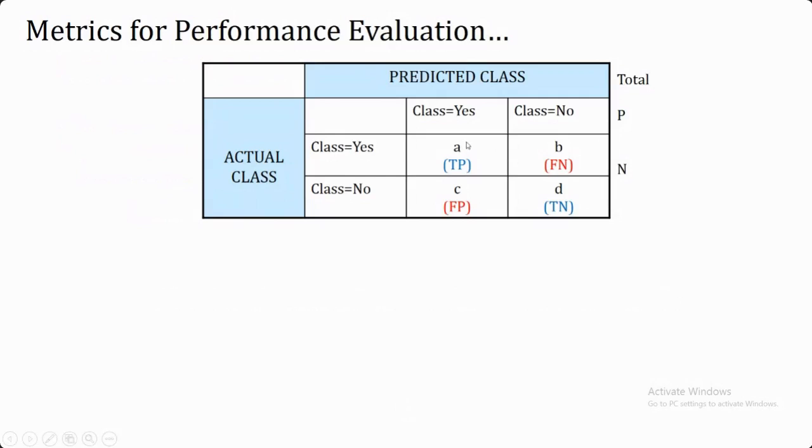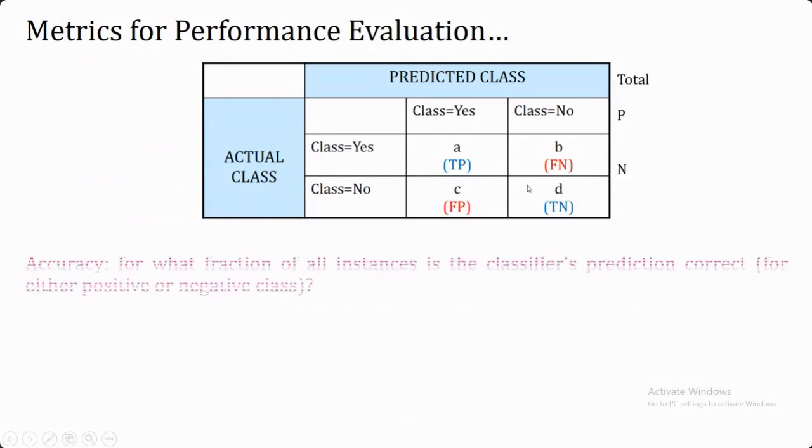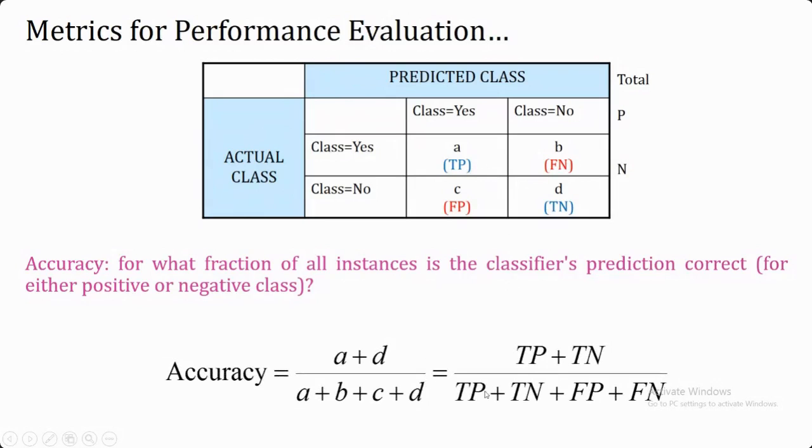You can see this is your first value and this is your second value. The formula for accuracy is true positive plus true negative divided by total, because it is the fraction of all the instances you have classified correctly, whether in the positive class or the negative class. Either you can write it in terms of a plus d, or simply use true positive plus true negative divided by the total value. This way we quantify the performance of your classification algorithm based upon accuracy.